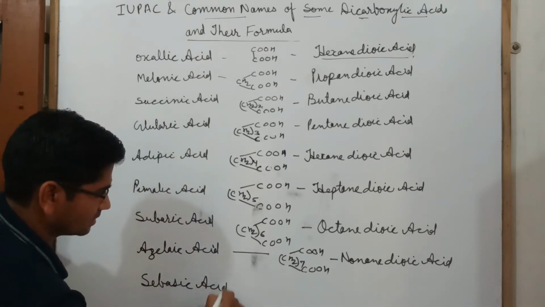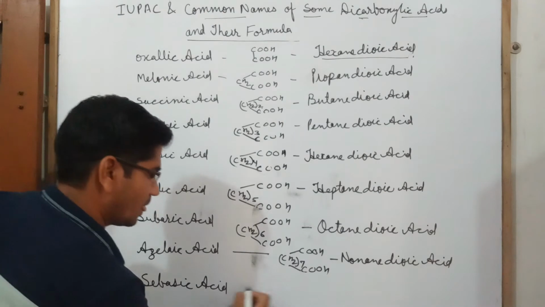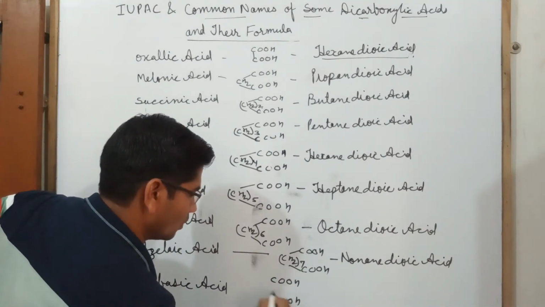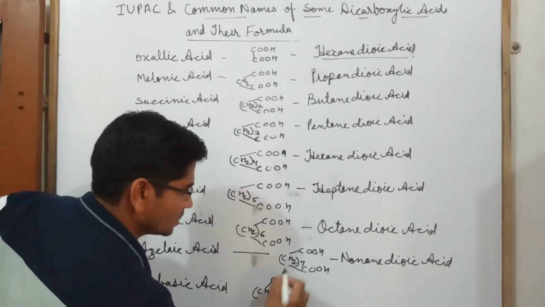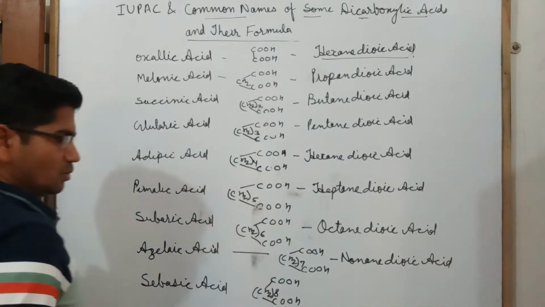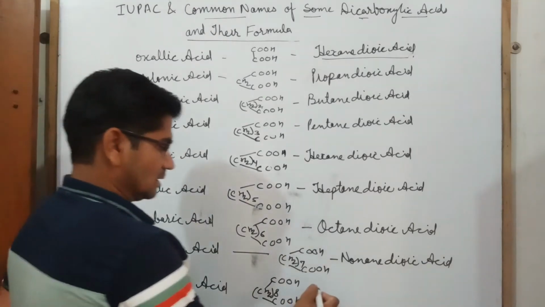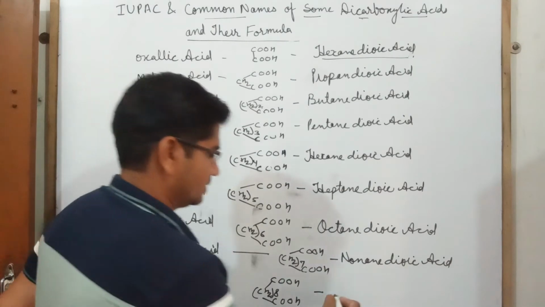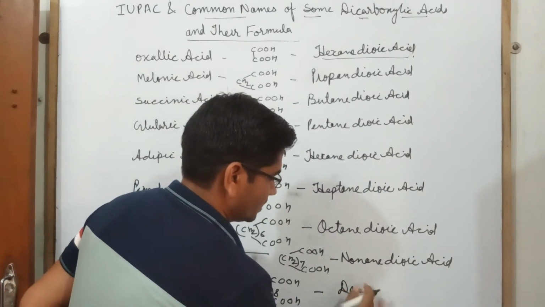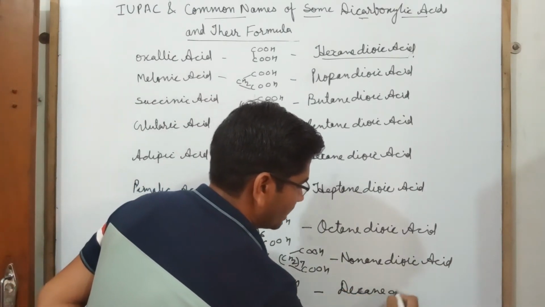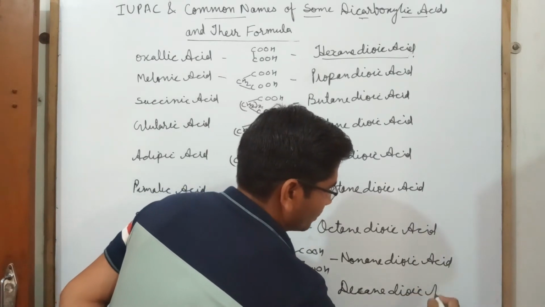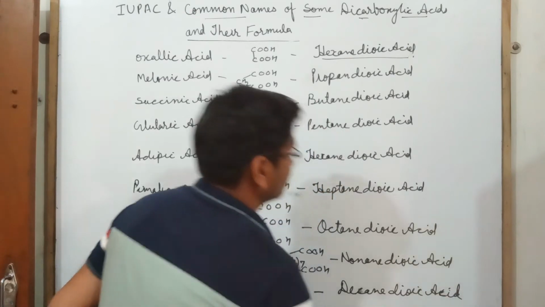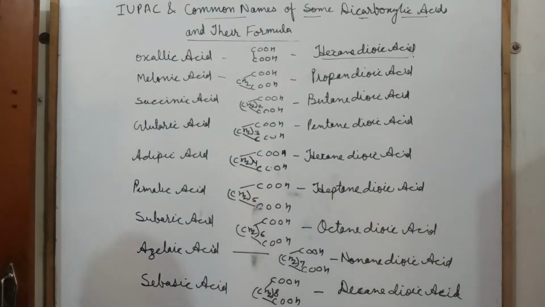And finally the last one is sebacic acid. The formula of sebacic acid is the same, COOH and COOH, with CH2. How many CH2? 8 CH2 will be here. So this is sebacic acid and the IUPAC name will be decane dioic acid. Okay.